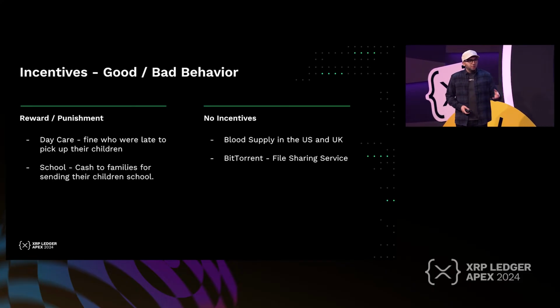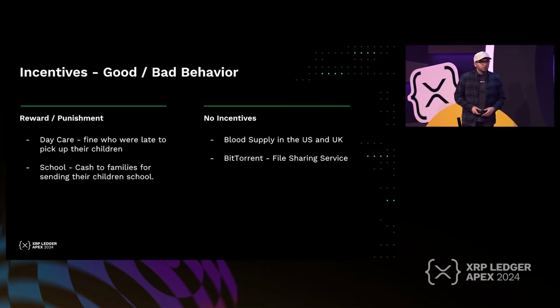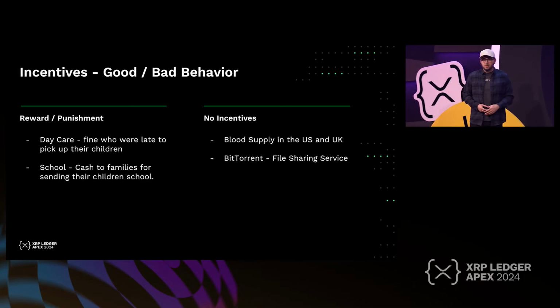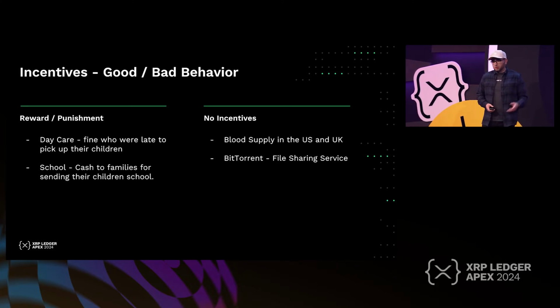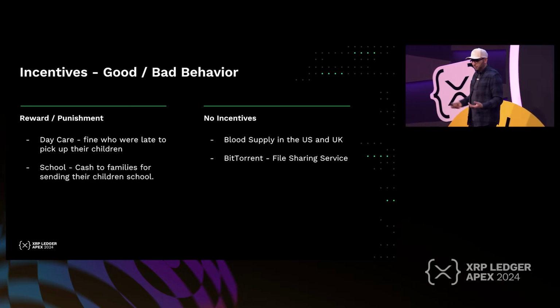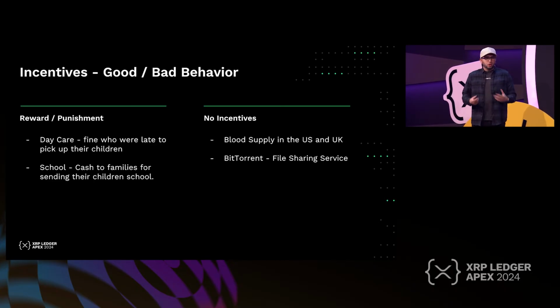On the other hand, we see behavior that is only possible with no incentives. Think of the blood donor supply in the UK and the United States. In the 90s, they did an experiment. They looked at the quality of blood. In the United States, you have incentives. If you go and donate blood, you get money. And in the UK, that was not the case.